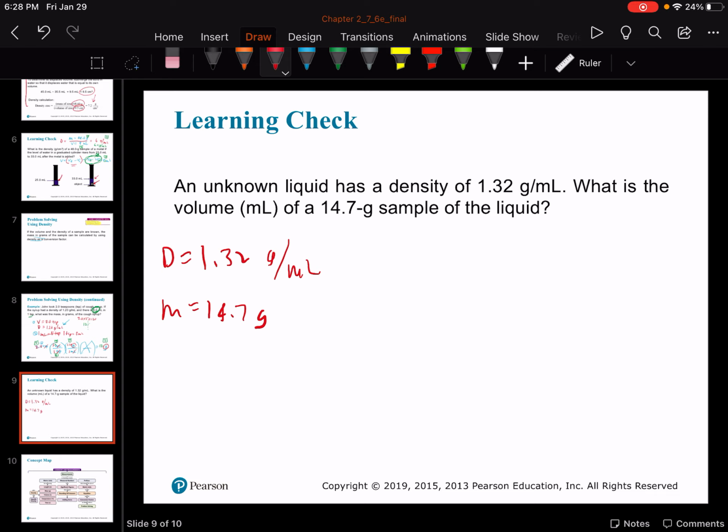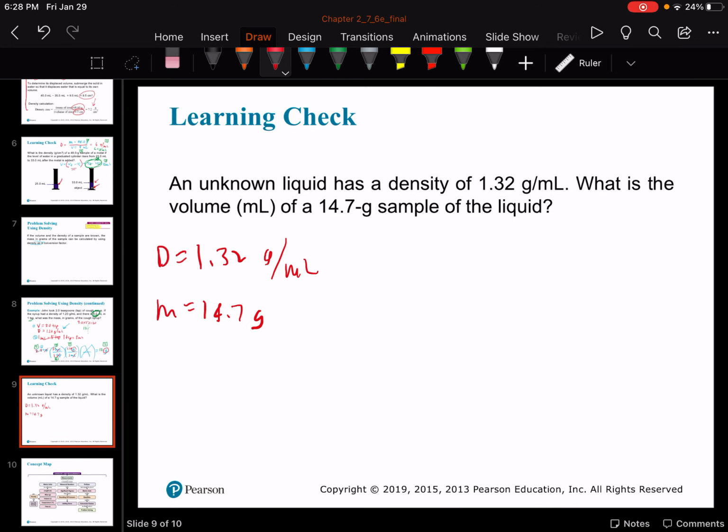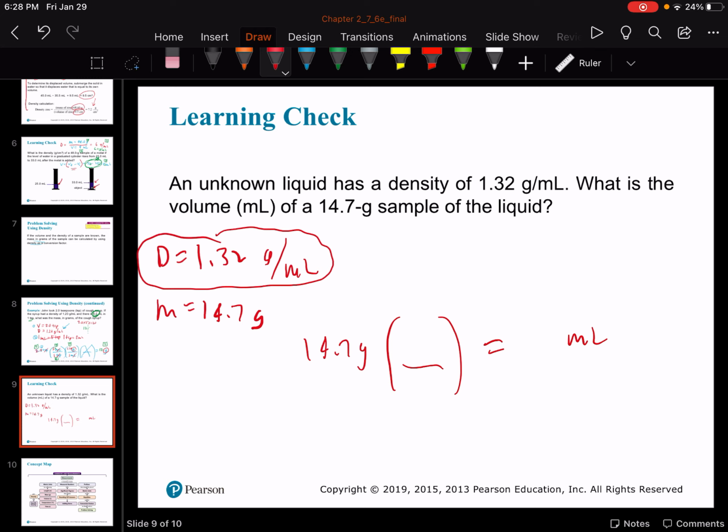Thank you. Good luck. What is the volume of a 14.7 gram sample of liquid? All right, so my question is, what is the volume in mils if I've got 14.7 grams, right? So I'm going to have to take this equation right here: 1.32 grams is equal to 1 mil. And I'm going to make a conversion factor. Put grams on the bottom and mils on top because grams have got to cross off. Let's put a number in there now. It's 1.32 grams per 1 mil.